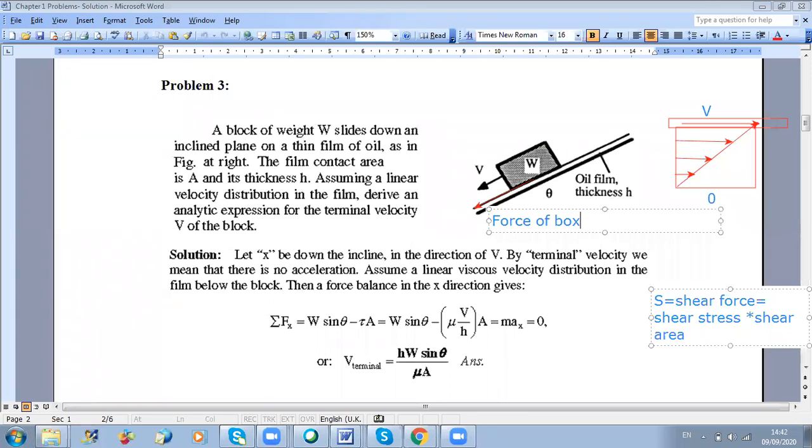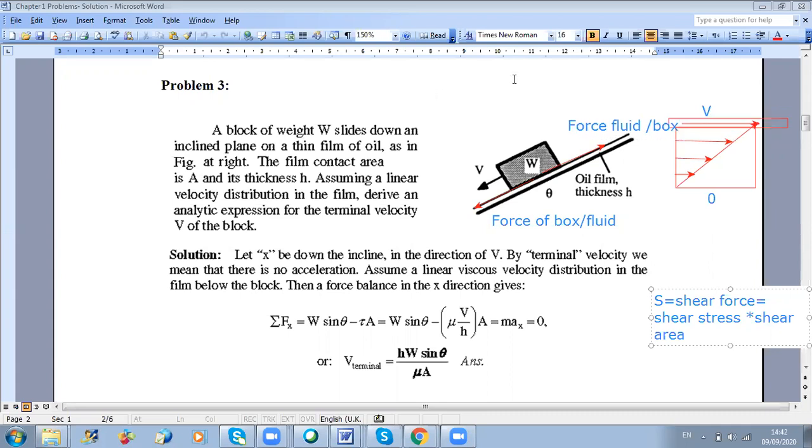But what you are interested in is the force of the fluid on the box, because what is your system here? Your system is the box. So by the principle of action-reaction, I want the force of the fluid on the box, which will be in the opposite direction. So this is the force of the fluid on the box, and it's opposing its motion. Okay? Thank you. Any other question?